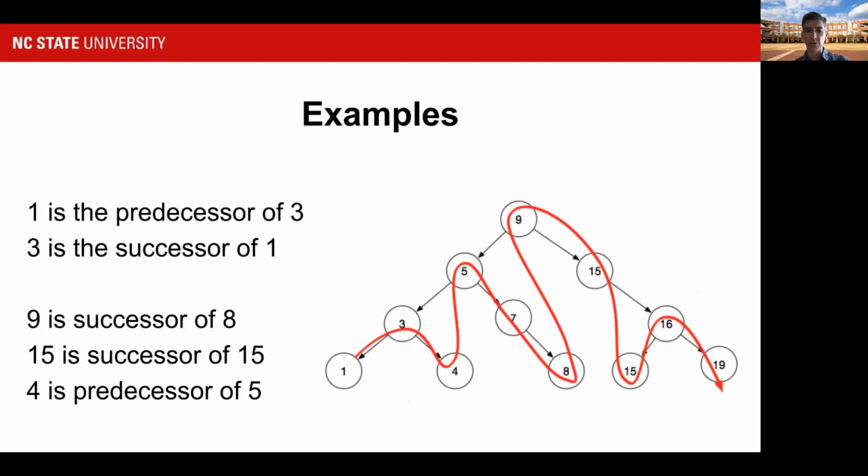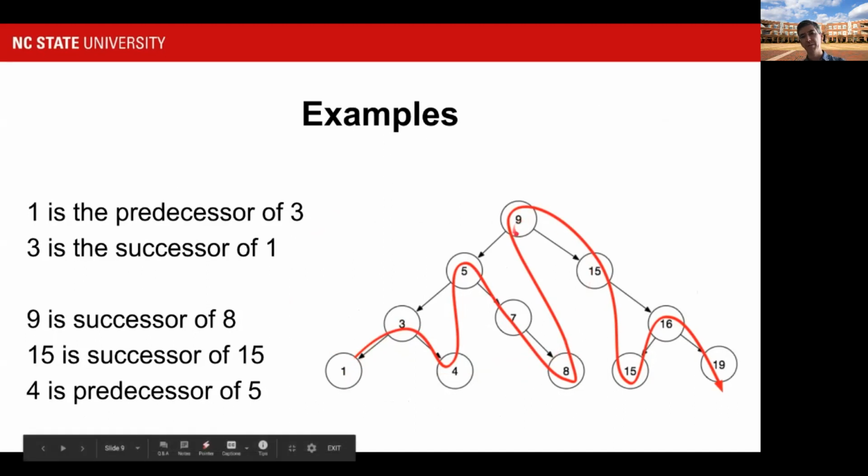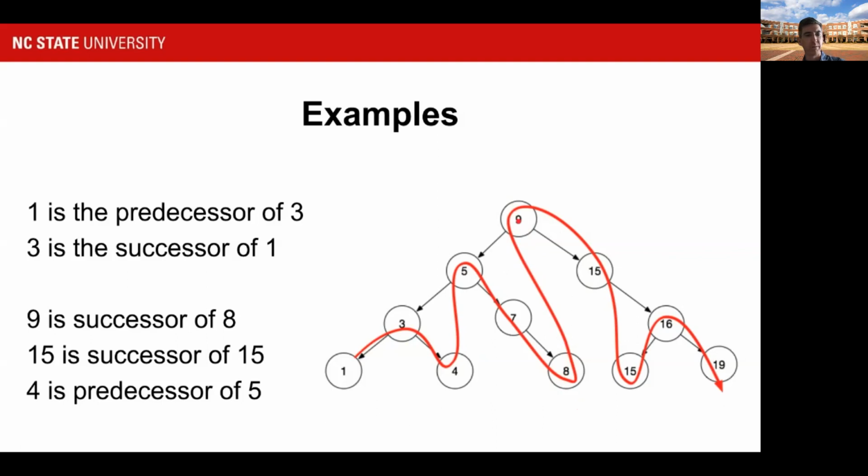So if we look back at this tree, then 1 is the predecessor of 3 because it comes immediately before 3, and there's no node that would be ordered between 1 and 3. Likewise, 3 is the successor of 1, coming immediately after 1. Kind of a trickier case is that 9 is the successor node of 8, right? Because the next larger node from 8 is way up here at the root. Even though 8's a leaf node, 9 is its successor because there's nothing that comes between them.